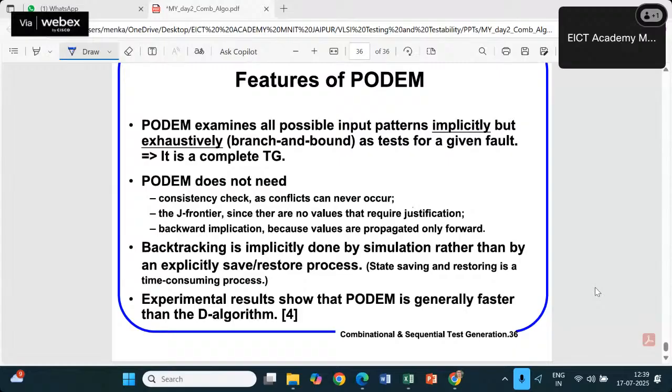He discussed combinational circuit testing. Today we have discussed the PODEM algorithm. I will be sharing one PPT with you. You can find in that PPT the implementation of the PODEM algorithm using any language. We have used the MATLAB language. Mr. Sanjay Bagaria has helped me in that. So I will be sharing that PPT.